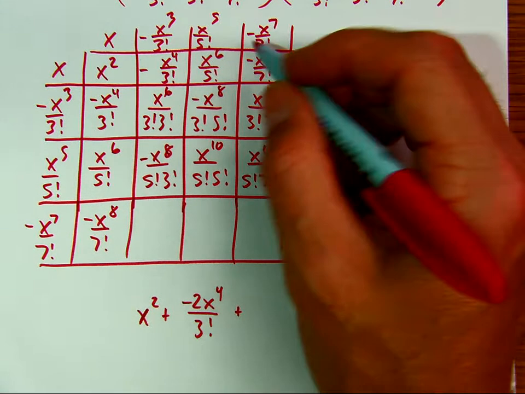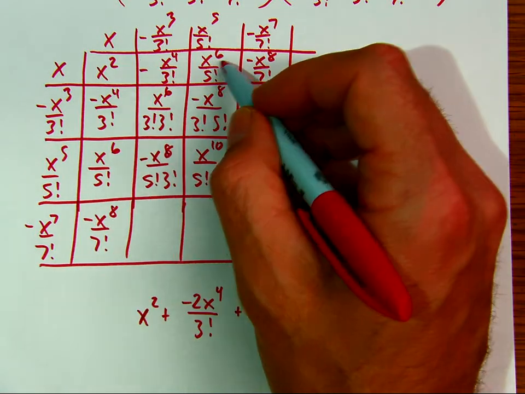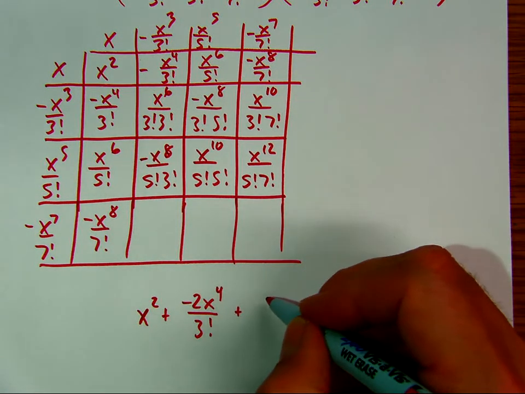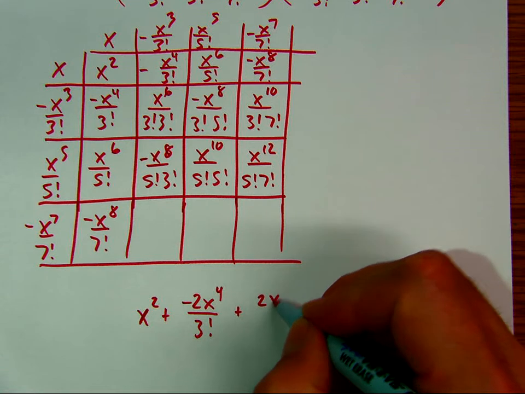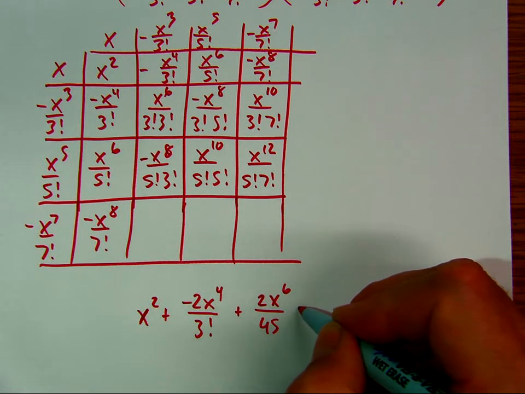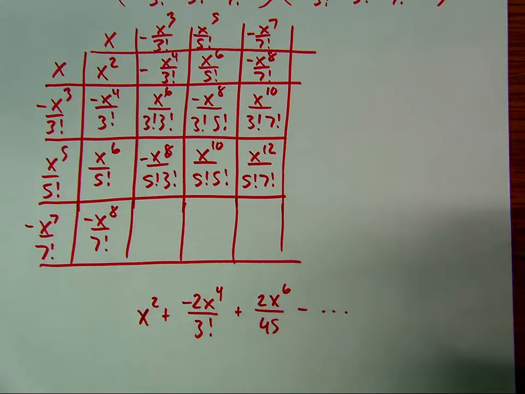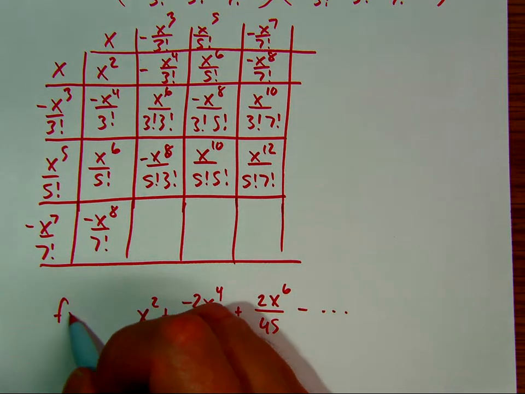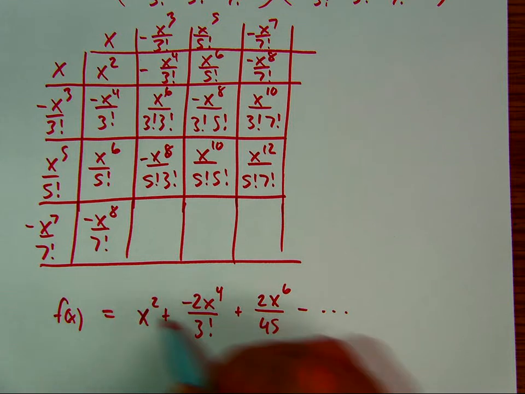And we have to add all these. We need to get a common denominator. And if we do that work, we'll get 2x to the 6th over 45. And so we'll just say that the function is equal to that series.